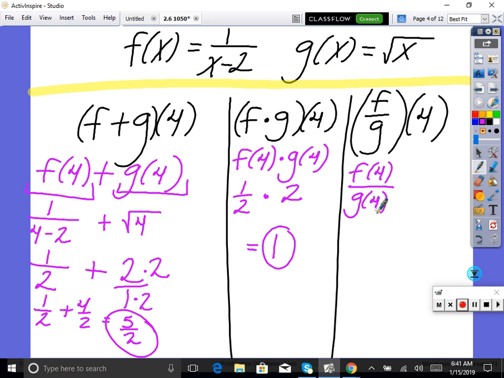Let's carefully do this. f when I plug in 4 was a half, wasn't it? We have a half divided by g of 4, which was 2. Wasn't that 2 over 1? Dividing fractions is easiest by flipping the second fraction and multiplying. So what would be my answer? 1/4. We multiply straight across.